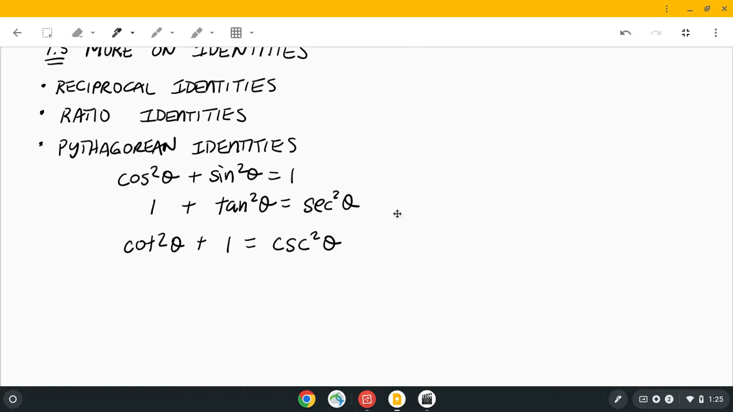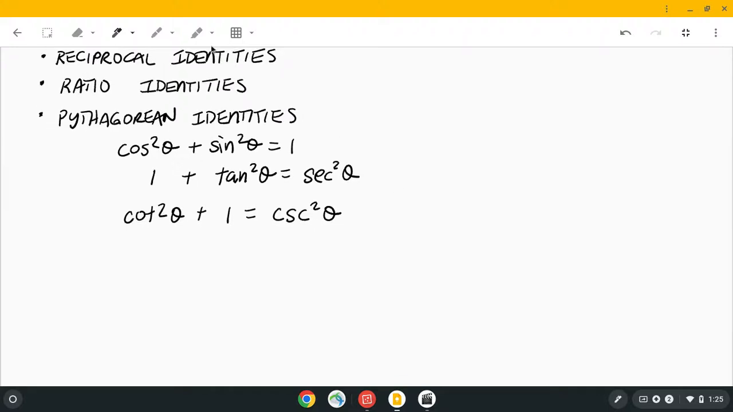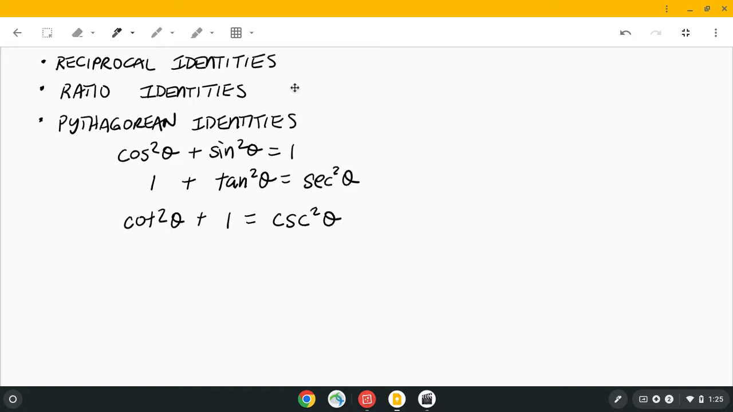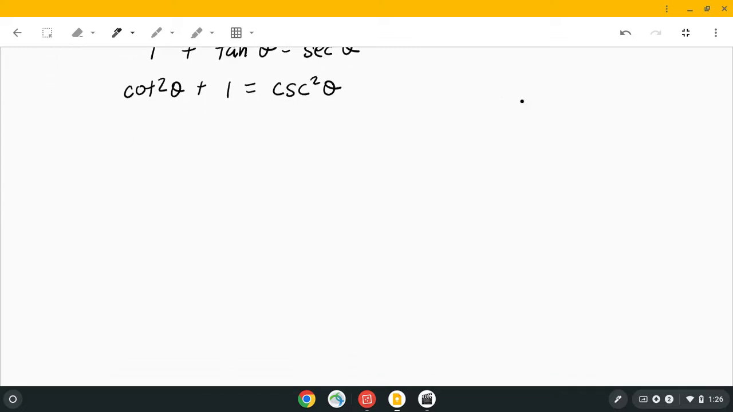So now we're going to go ahead and take a look at using these three types of identities: reciprocal, ratio, and Pythagorean identities. Okay, if you remember reciprocal identities, that's like sine theta is equivalent to 1 over cosecant. Okay, so the ratio identities are the ones with tangent and cotangent. Tangent is sine over cosine. Cotangent is cosine over sine. Okay. All right, so let's take a look at this first example.